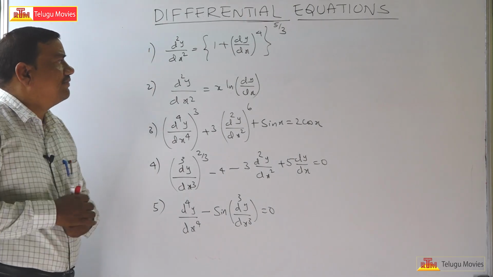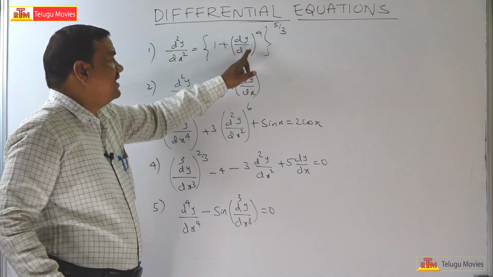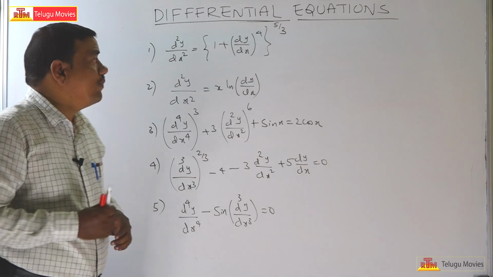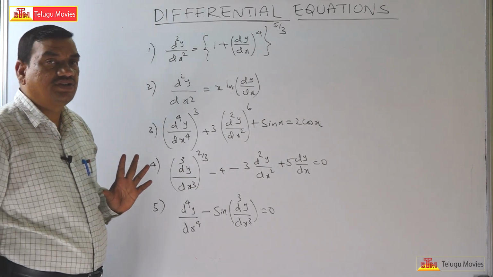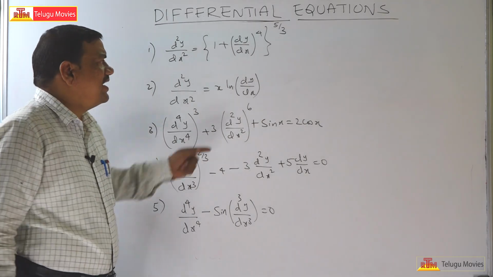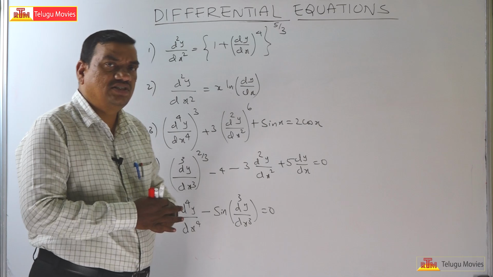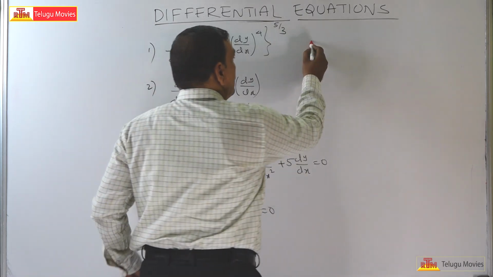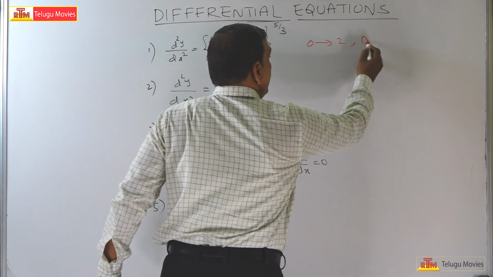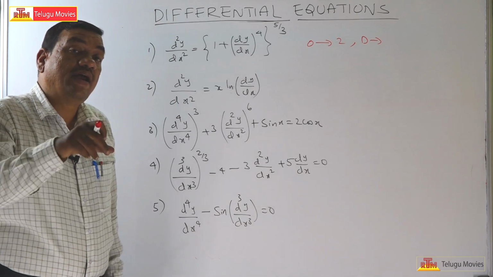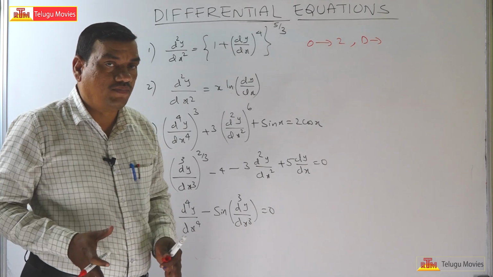See the first differential equation: d square y by dx square is equal to 1 plus dy by dx whole to the power 4, whole power 5 by 3. First of all, is it a differential equation? Yes, it is. Immediately you can say the order is 2, because of d square y by dx square. I am writing, order O of this differential equation is 2. What about degree? When we have to write the degree, the equation should be in polynomial form.